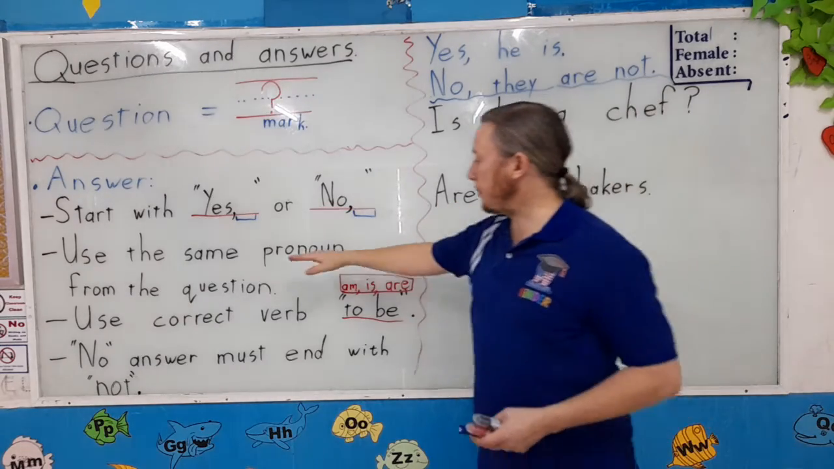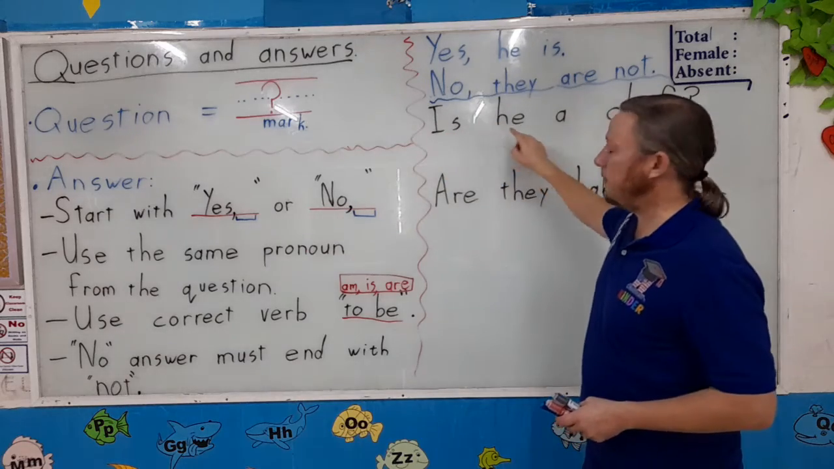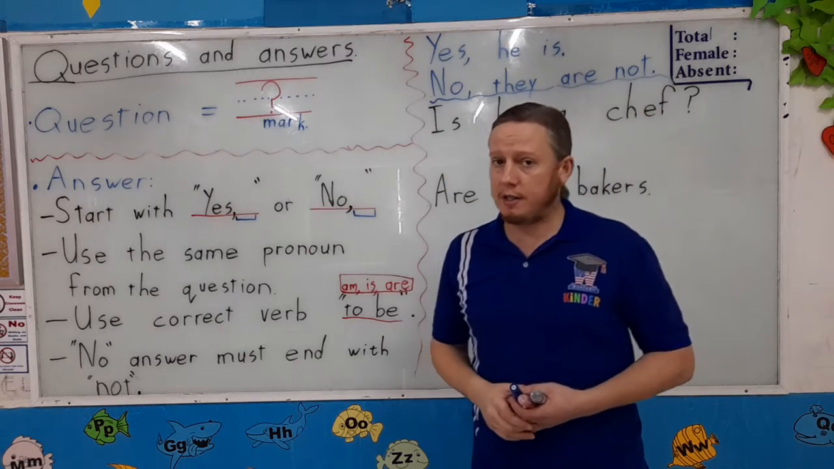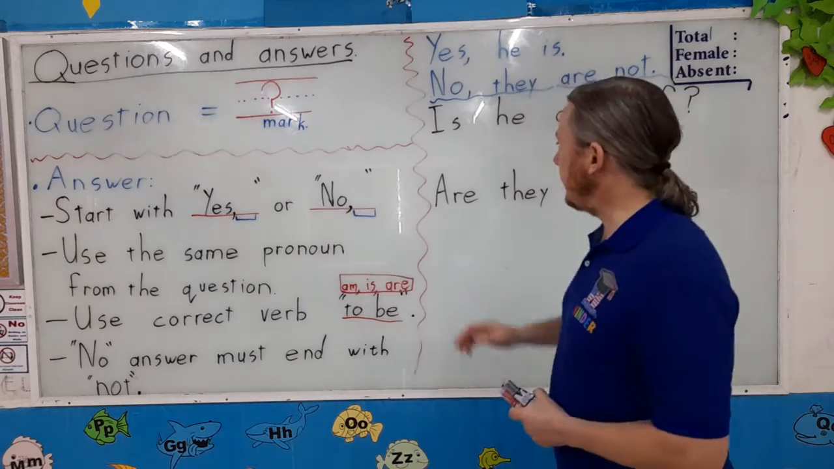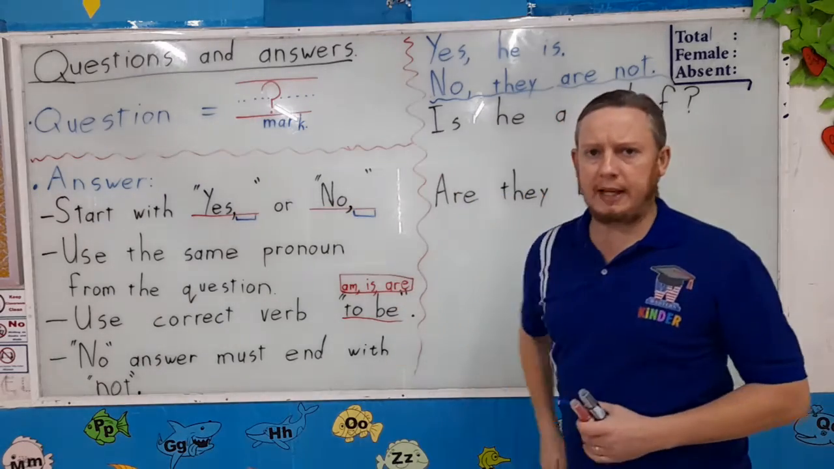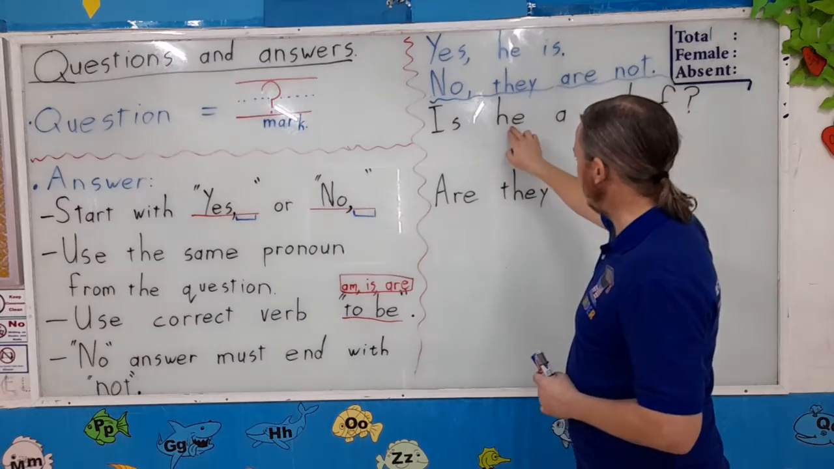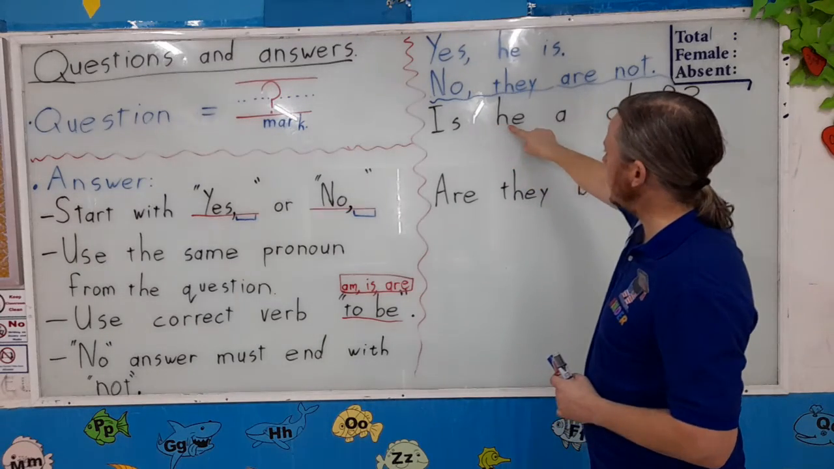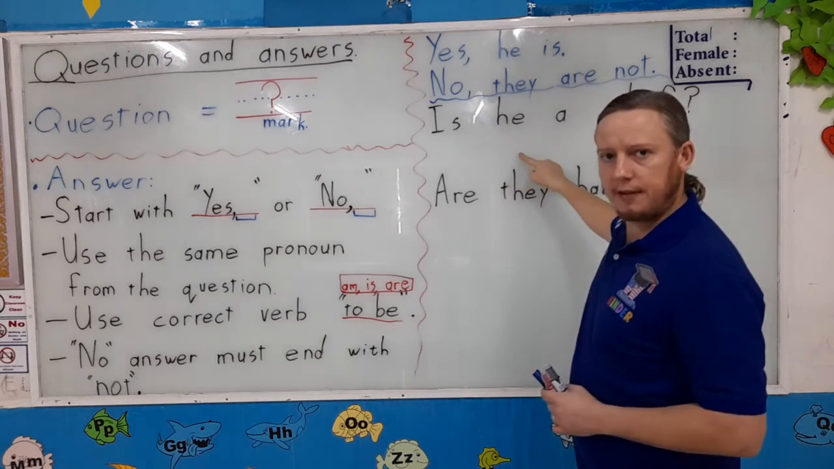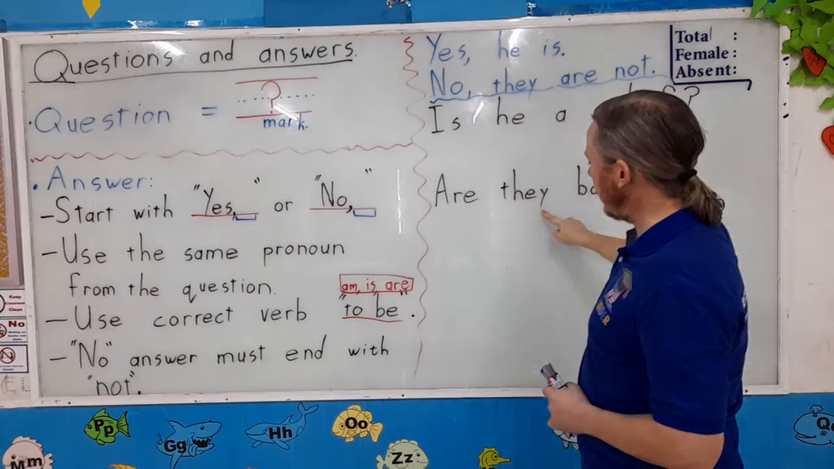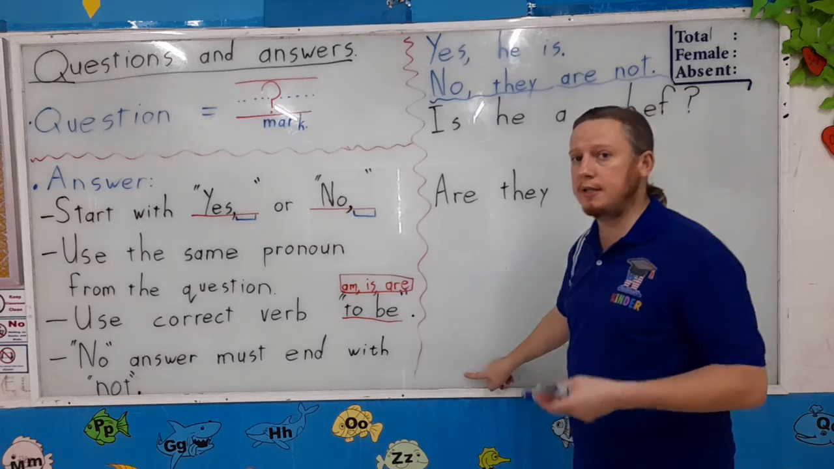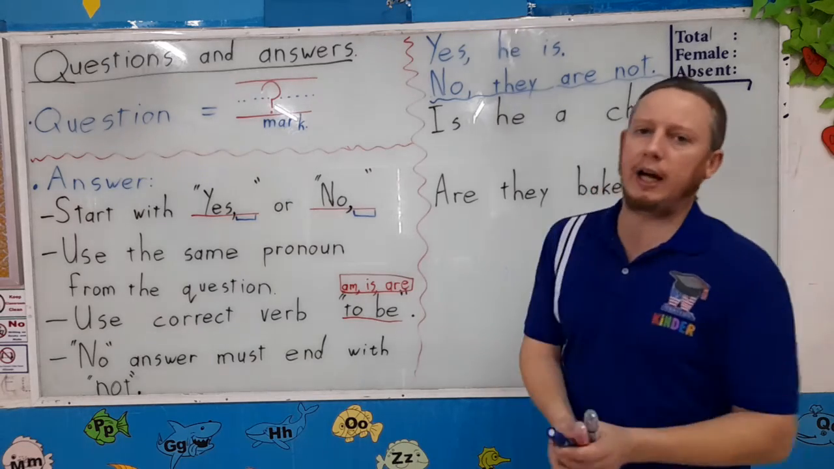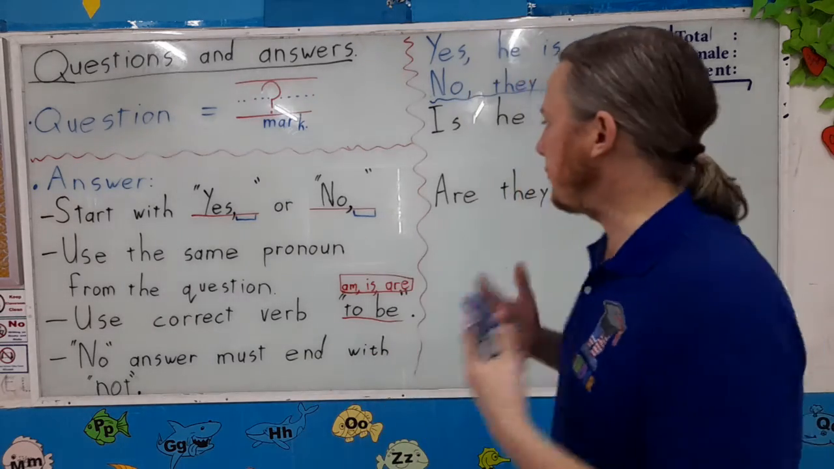If we can use the pronoun from the question, helping us to write our answer correctly is going to be very easy. Okay, even if we can look at the verb to be, we'll talk about that one in a minute. But when we write the answer, if the question has he, answer must have he. If question has they, answer must have they. If question has she, answer must have, you got it. Okay, we know this, we've practiced this.